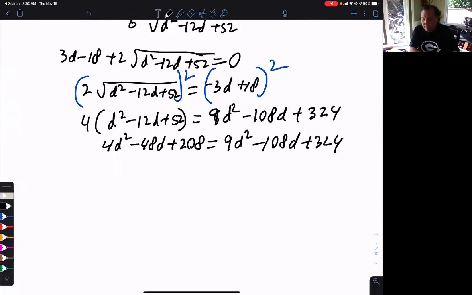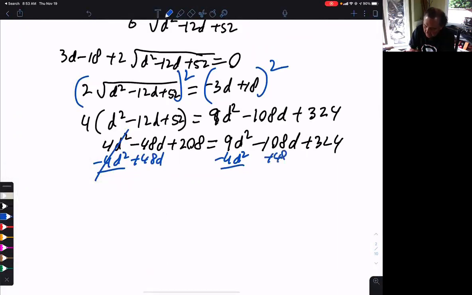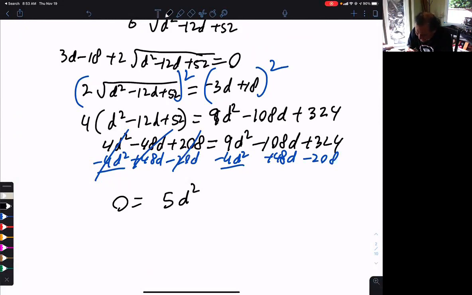And let me double check some of my math. 18 times 3 times 2, so 108. We're looking good. I'm going to subtract 4d squared from both sides. That's gone. I'm going to add 48d to both sides. That's gone. And I'm going to subtract 208 from both sides. And that's gone. So I get 0 equals 5d squared, is that minus 60?